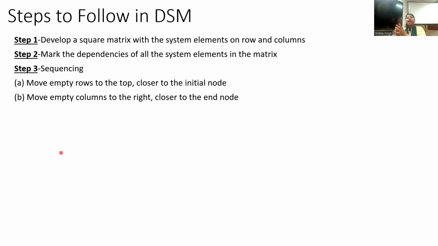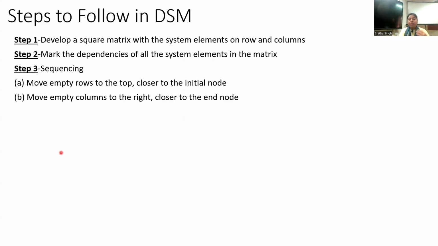So shift it towards the end node, or it can be last in the hierarchy, because no activity requires information from this, or none of the components of the system depends on the information of this particular component. So it can be moved towards the end, or you can say that column should be shifted to the right hand side, or closer towards the end node of the system, right? So this is how things can be defined.